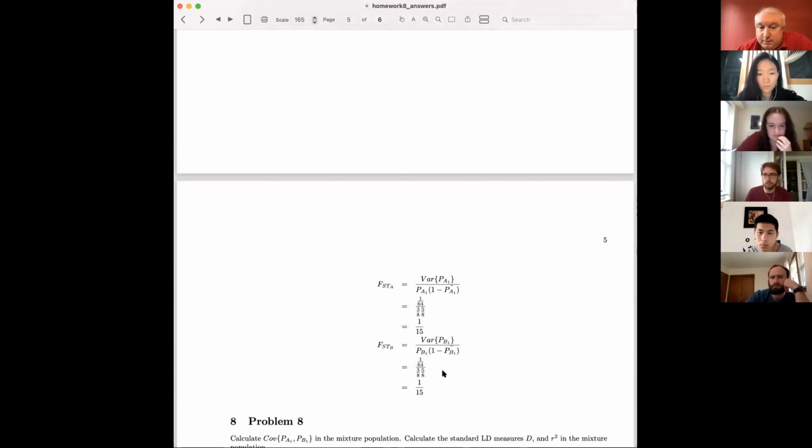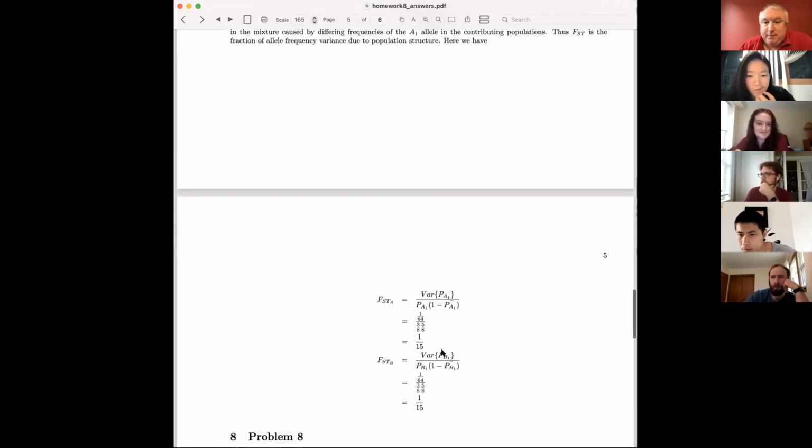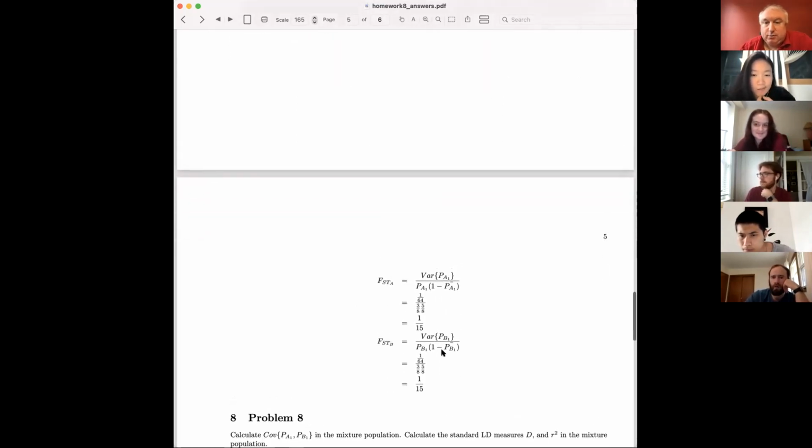Any questions about this? Did anyone get anything different than 1/15 that they'd like to look at some of their calculations for? So FST at the first locus was 1/15, FST at the second locus was 1/15.